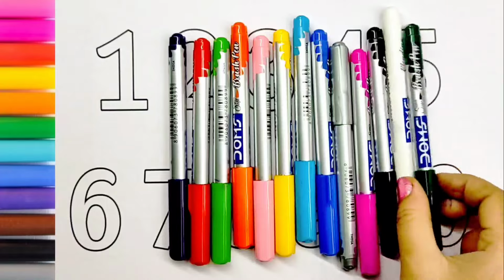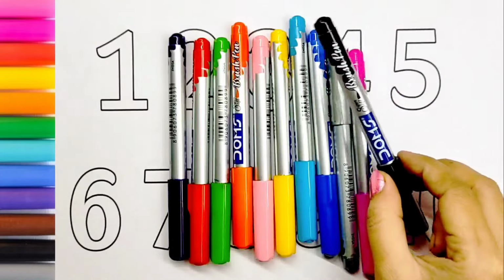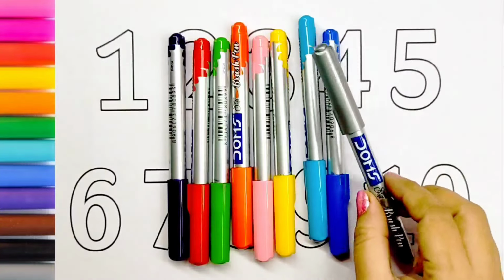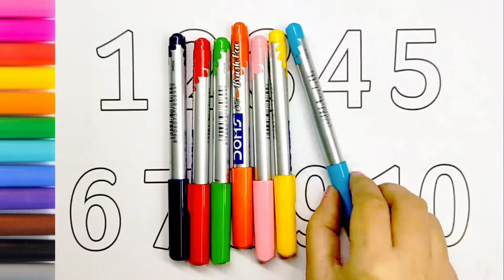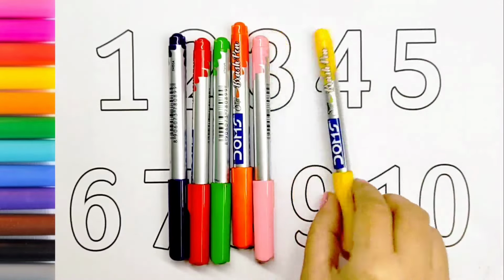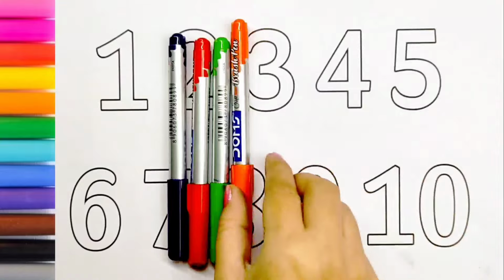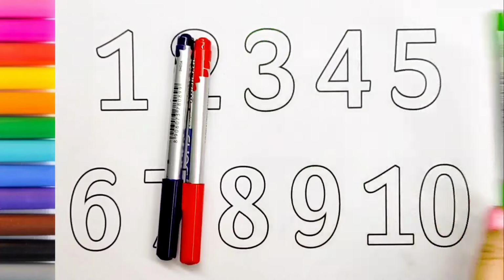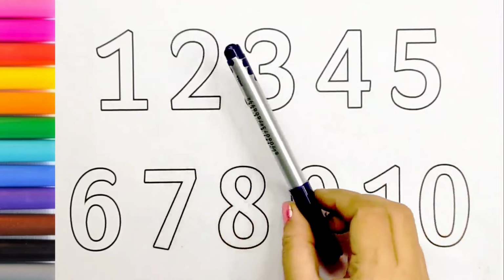Brown color. Dark green color. White color. Black color. Pink color. Gray color. Blue color. Sky blue color. Yellow color. Peach pink color. Orange color. Light green color. Red color. Purple color.